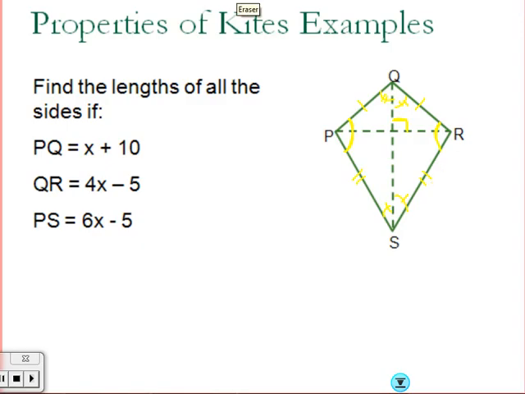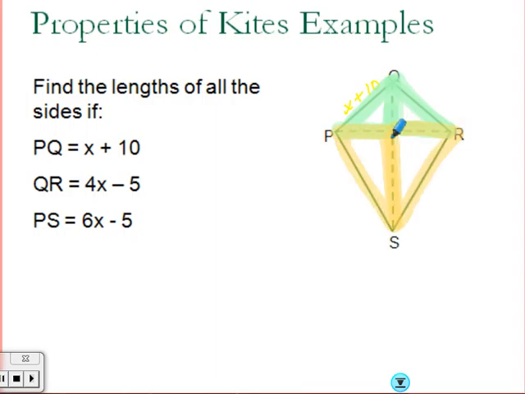So let's take the example problem that we're given here. So PQ is x plus 10. You also might notice, by the way, that in a kite we have a right triangle and another right triangle. We have two congruent right triangles, and then we have two more on the bottom. These are both congruent right triangles. So all sorts of things that you know about right triangles we might be able to use when working with kites. Hint, hint.